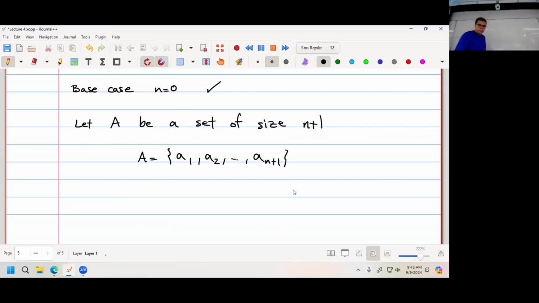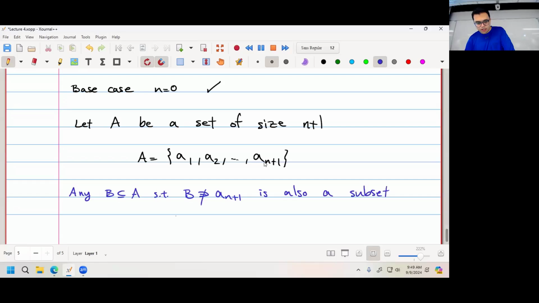I'm just going to look at the very last element, a_{n+1}, and say there are two cases. Either I include a_{n+1} in my subset, or I don't. So let's count all the subsets that don't have this last element in them. Any subset B of A such that B does not include a_{n+1} is also a subset of the first n elements, a_1 to a_n. And vice versa: if I have a subset of a_1 to a_n, of course it doesn't include a_{n+1}. So the number of subsets that do not include the last element is exactly 2 to the power of n.